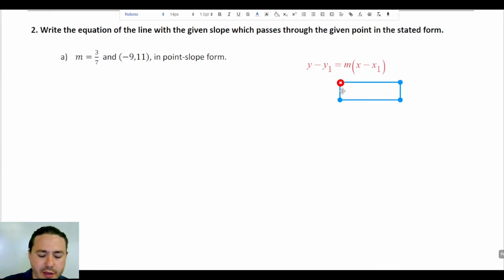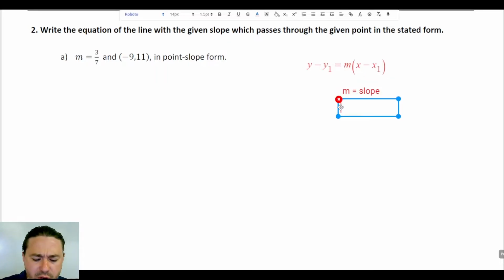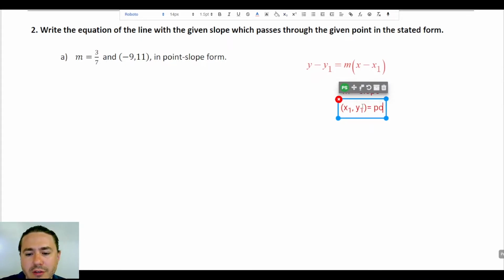So yeah, here the slope is going to be m. So we'll either have to calculate that or it'll be given. And then x1, y1 represents just some point on the line. And usually that point is given. Like in this case, it's negative 9, 11. But sometimes you're given 2 points and you can pick either one. So this is just any point on the line.